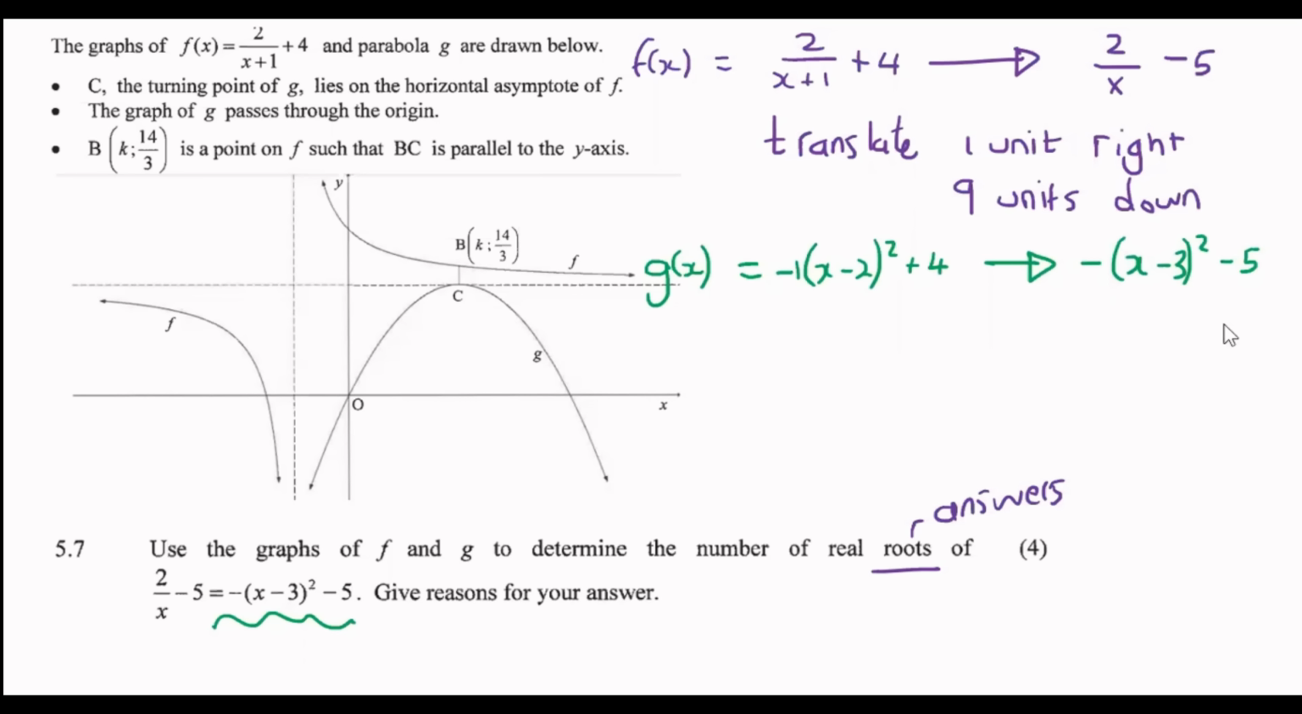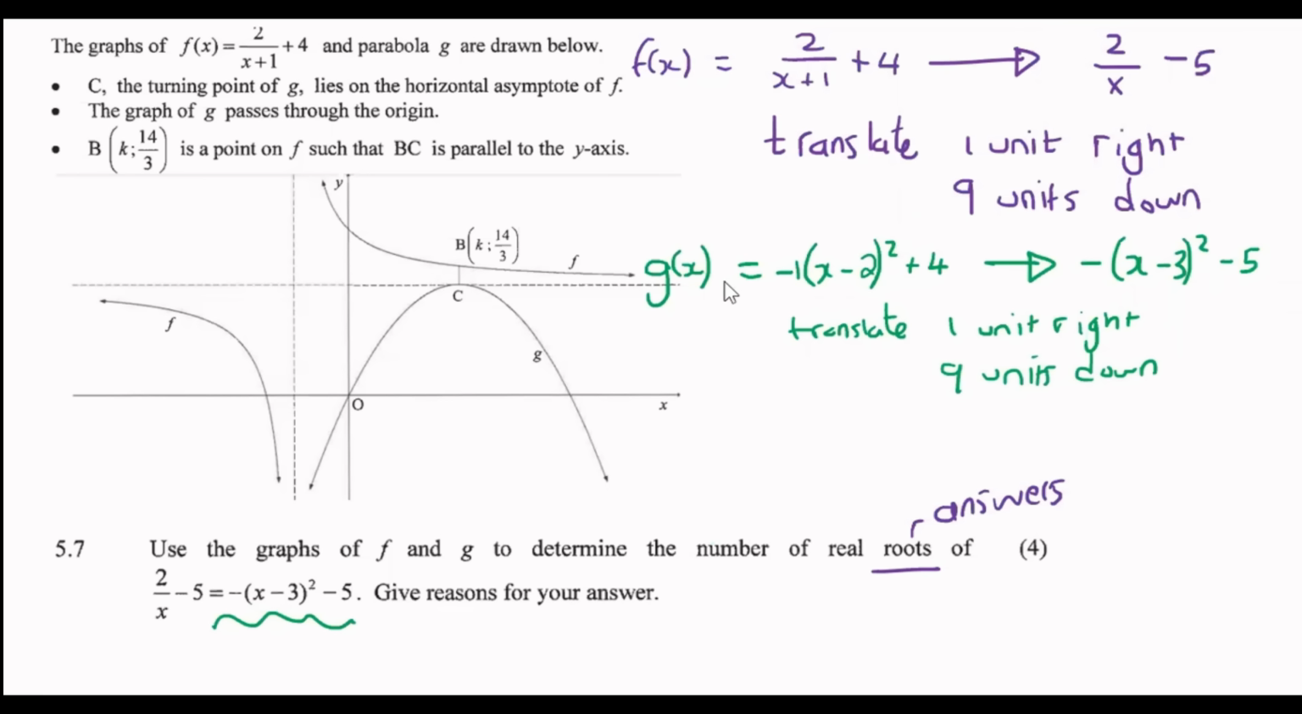Now, can you see that that goes from x minus 2 to x minus 3? So that's also 1 unit to the right. And also going from positive 4 to negative 5. So they've also moved that one 9 units down. So they have actually done the exact same thing to both graphs.